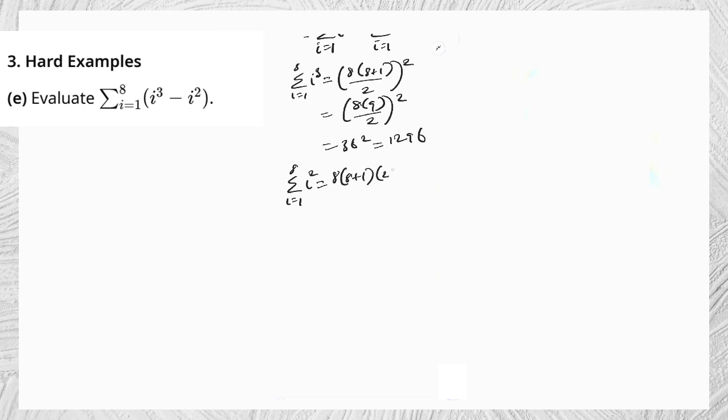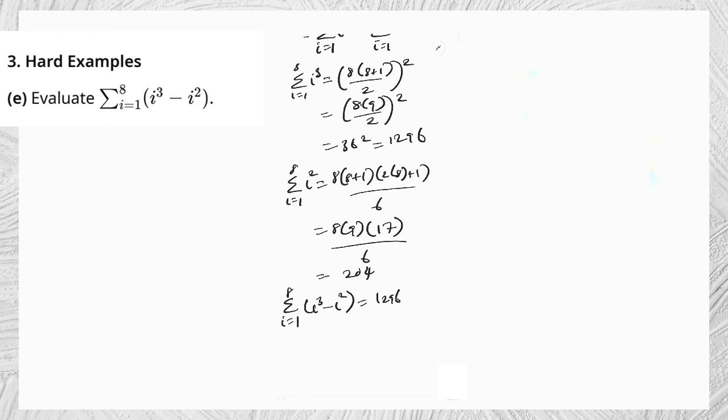Now for the other part, we know that we're working with I squared. And for I squared, you're going to end up with n times n plus 1 times 2 times n plus 1 divided by 6. So in this case, since our n is 8, we're going to end up with 8 times 8 plus 1 times 2 times 8 plus 1. And we know that 8 plus 1 is 9. And we also know that 2 times 8 plus 1 is the same thing as 16 plus 1, which is 17.